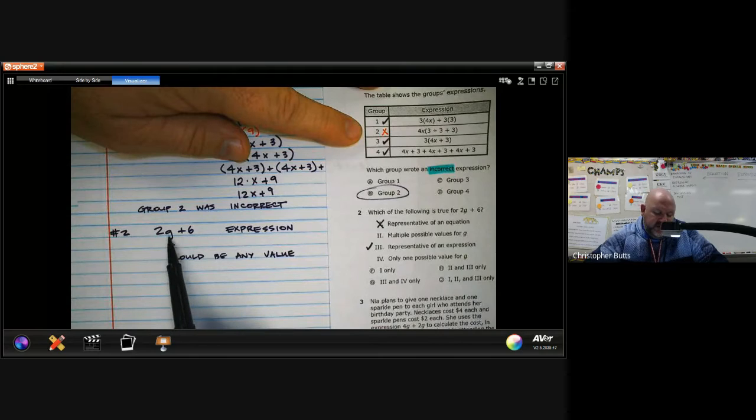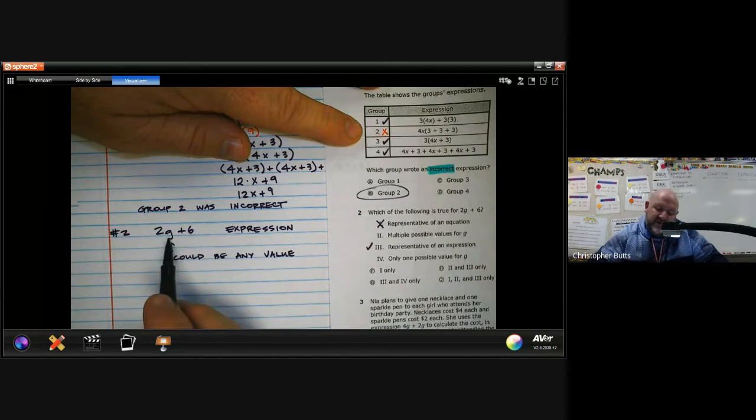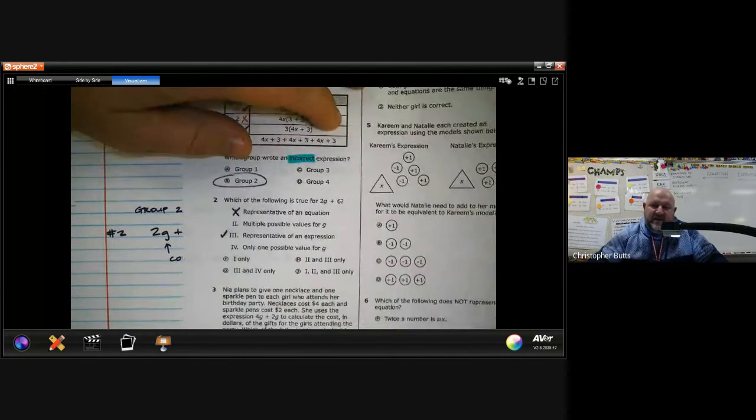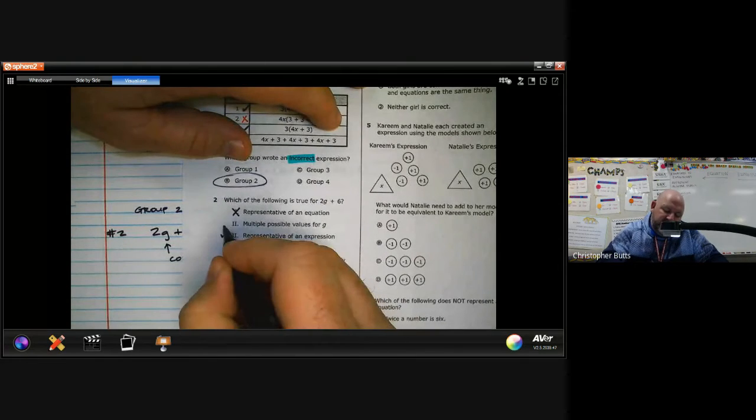That G could be 2 times 1 plus 6. That could be 2 times 9 plus 6. That could be 2 times negative 4 plus 6. Without an equal sign and an answer, there is no way for us to know. That means that there are multiple possible values of G. So when I come over and I look at these, it says it right here, multiple possible values for G.